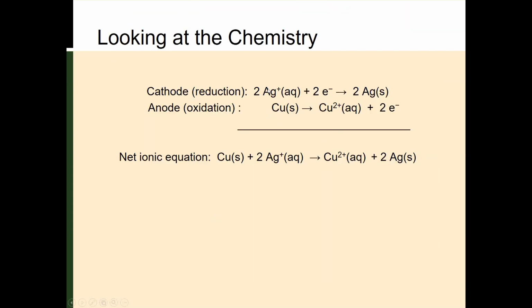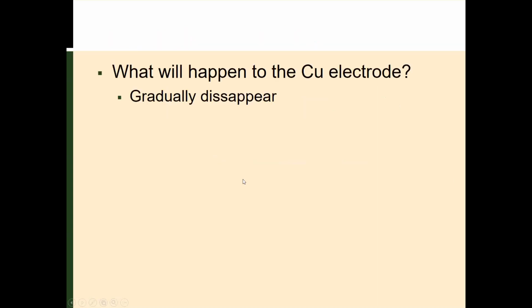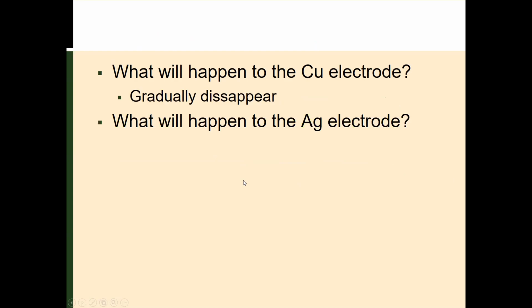Okay, so here is our cathode reaction, which is a reduction, and our anode reaction, which is the oxidation, and I combine those to get a net equation. So what happens to the copper electrode? It's going to disappear. What's going to happen to the silver electrode? It's going to get bigger.